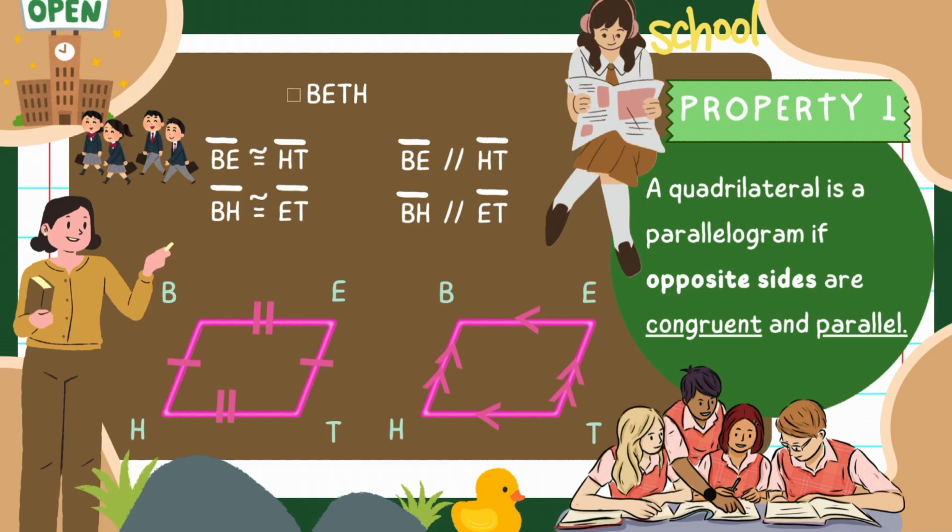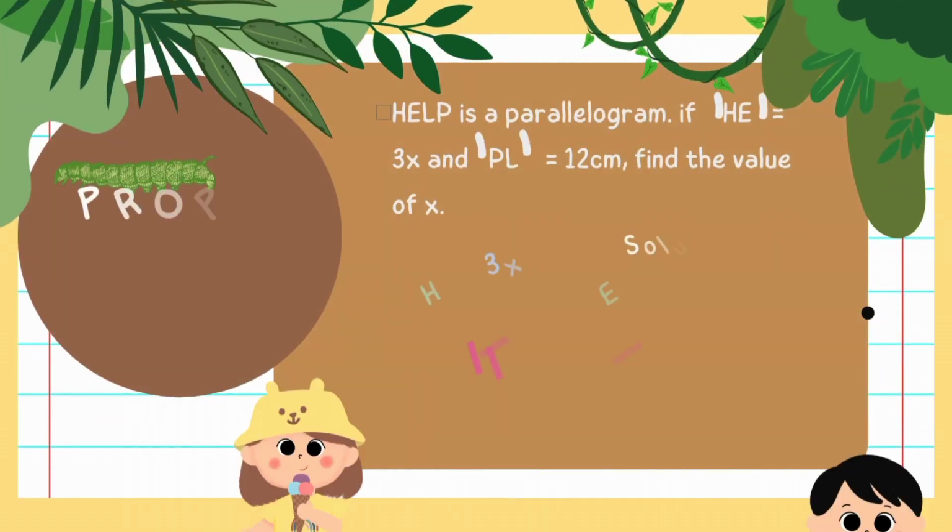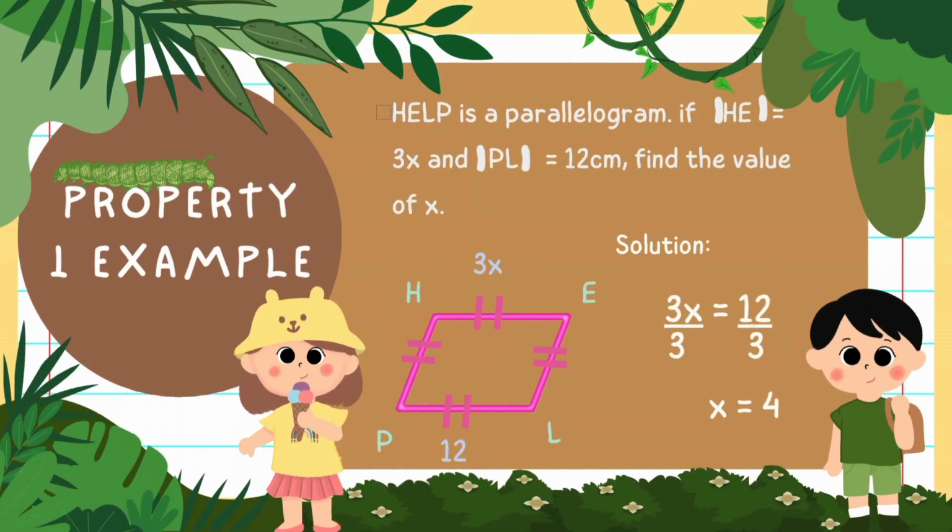Using properties to find the measures of angles, sides, and other quantities involving parallelograms. Property 1. A quadrilateral is a parallelogram if opposite sides are congruent and parallel. Given the square BETH is a parallelogram. I have given an illustration for further information. A quadrilateral is a parallelogram if opposite sides are congruent and parallel.